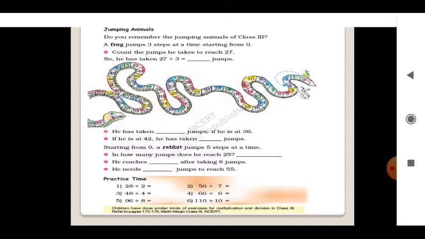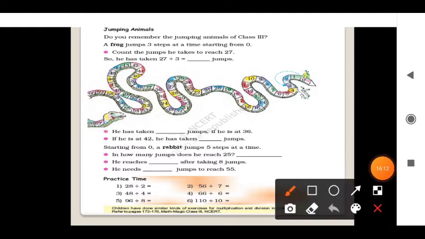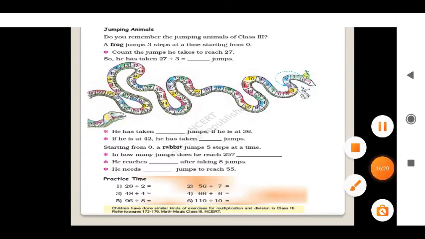So for your practice time, these are single digit divisions, very easy only. Take this as homework. Please do the homework, children.